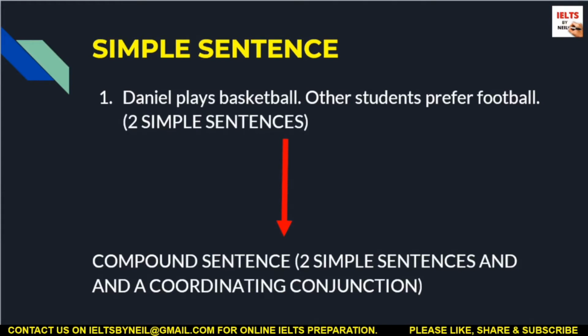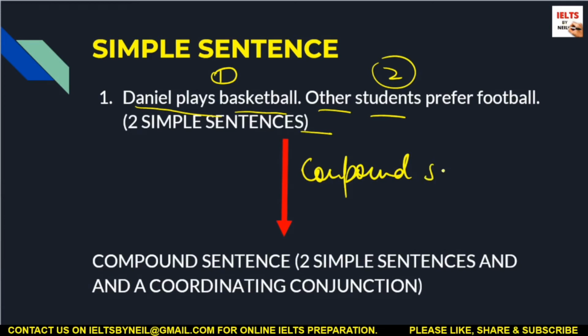Let's begin with the simple sentence. Here, two simple sentences are given. Number one is Daniel plays basketball. This is the first sentence. And other students prefer football. This is the second simple sentence. Now, how do we make a compound sentence with the help of these two simple sentences?